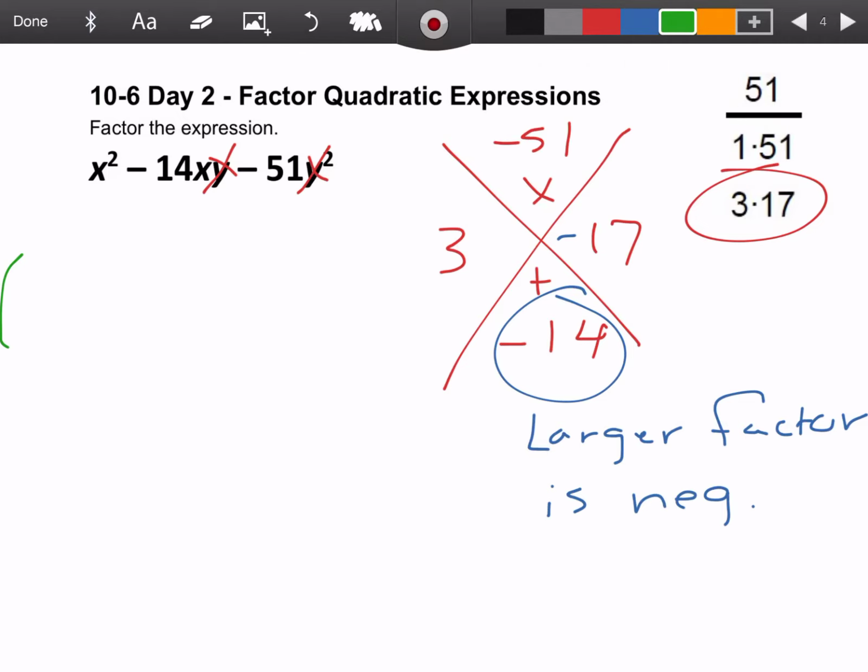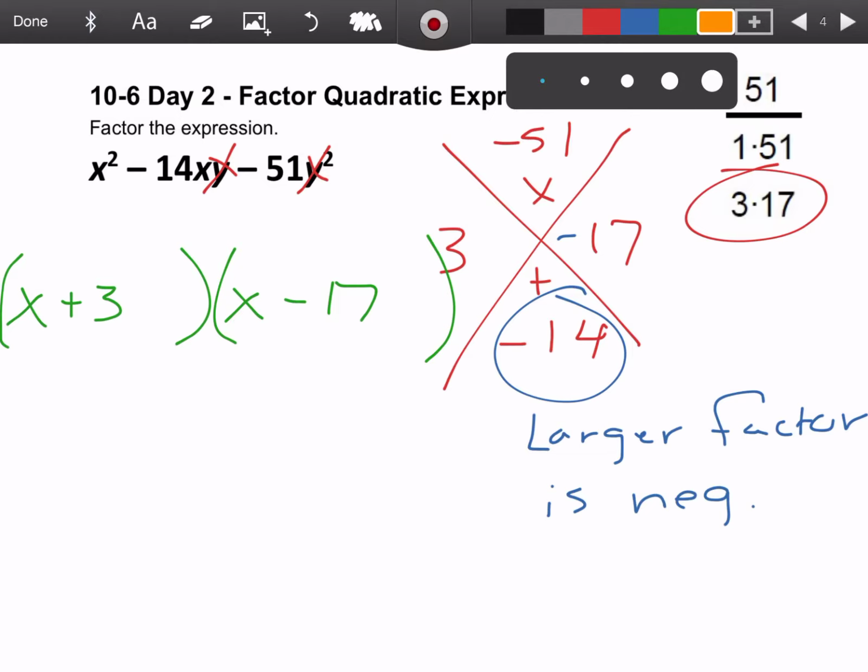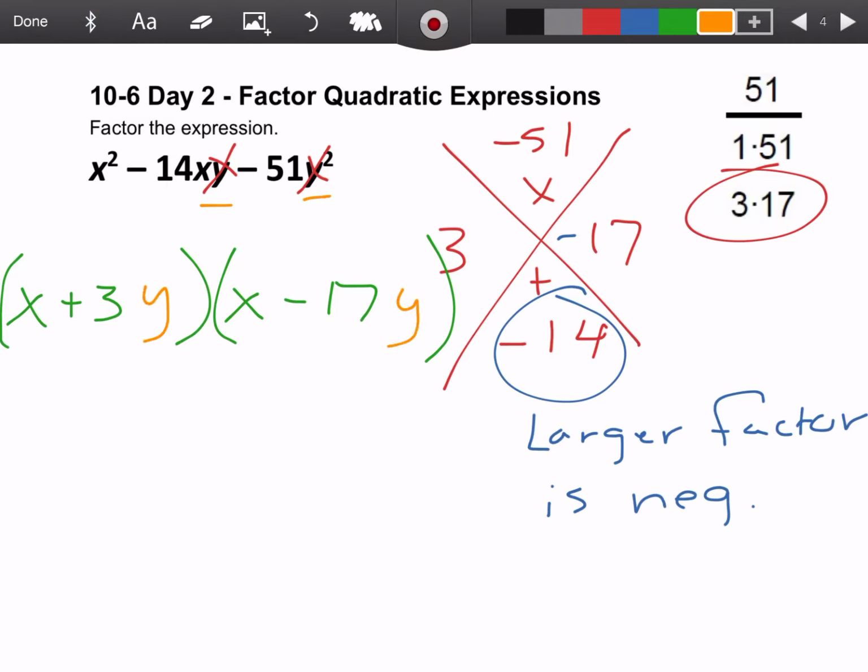So come over here and write it in factored form. We have x plus 3, leave a space, x minus 17, leave a space. And then here we're just writing in that second variable that we left out in the first place. So you have x plus 3y, x minus 17y would be your final factored answer for that problem.